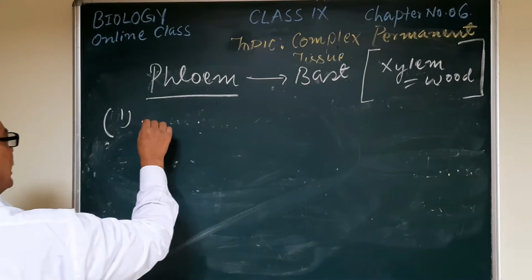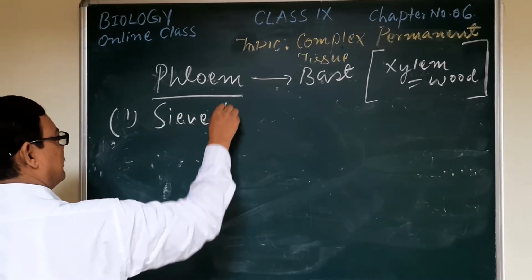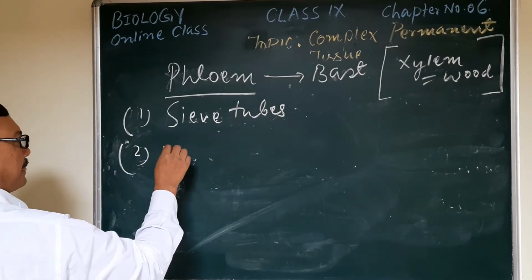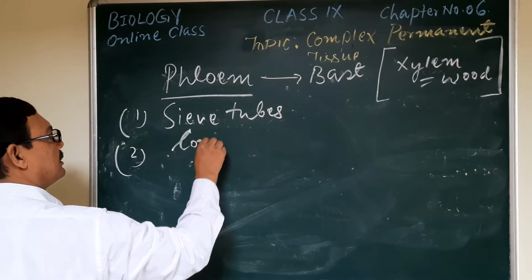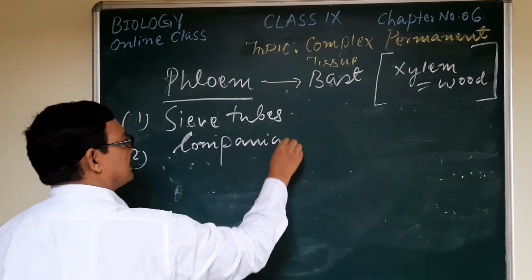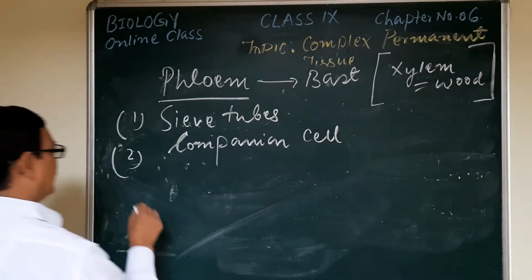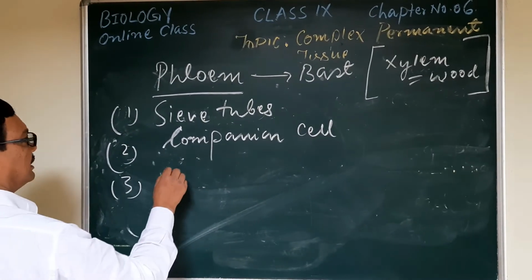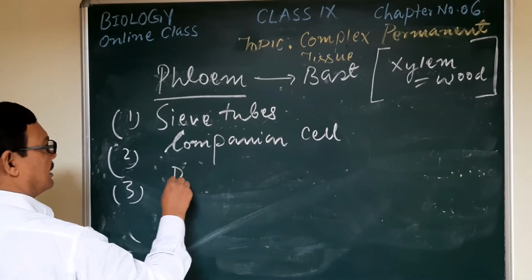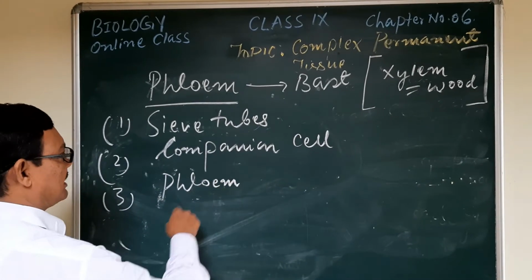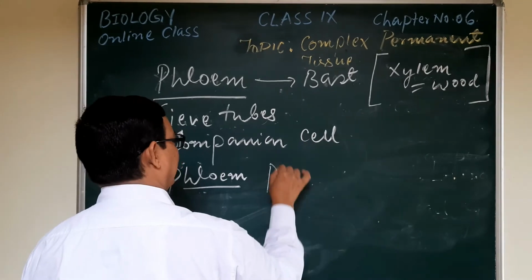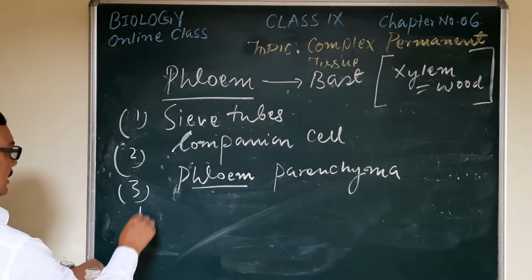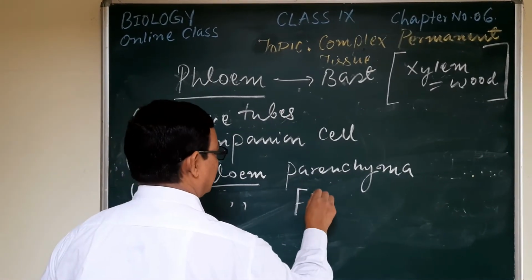Phloem has the following elements: number 1, sieve tubes; number 2, companion cell; and once again the remaining two which you have seen in case of the xylem will also be present. The name is only changed here. Instead of xylem we use phloem: number 3, phloem parenchyma, and number 4, phloem fibers.